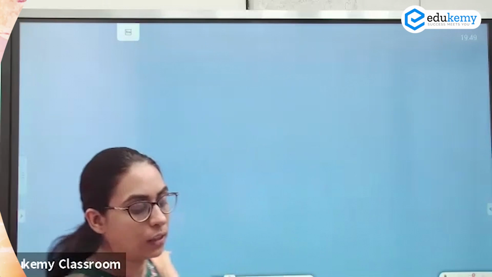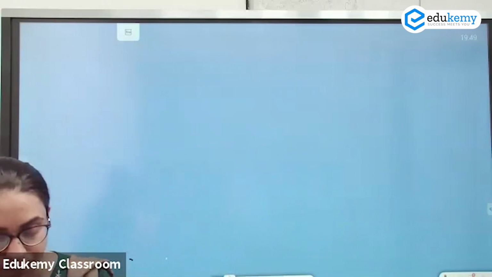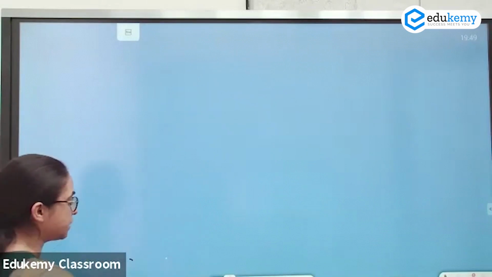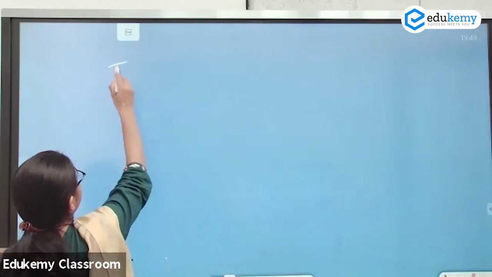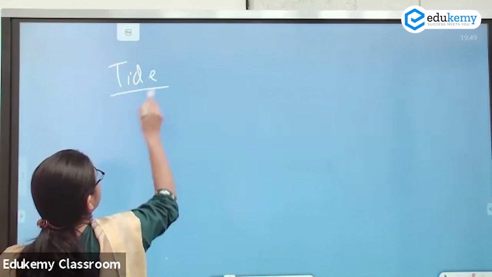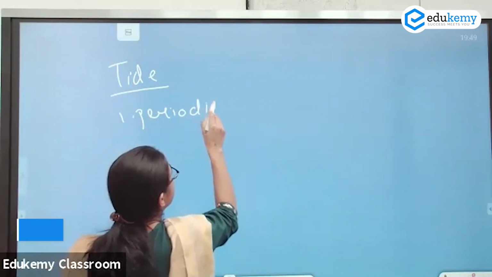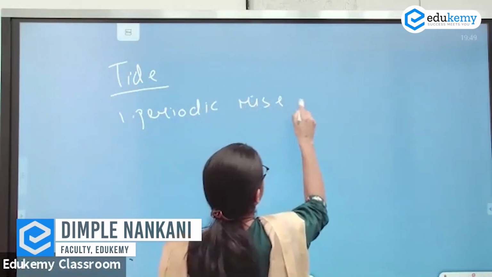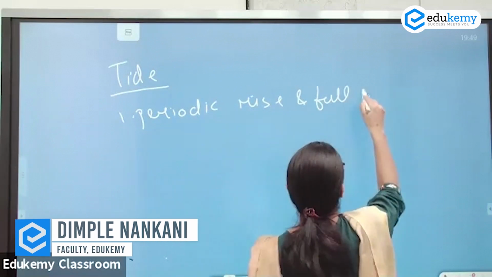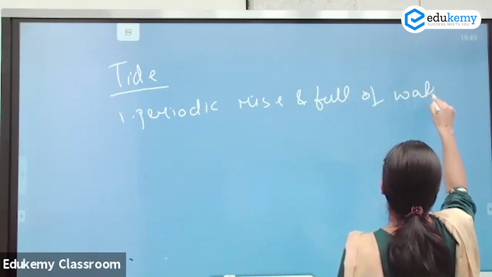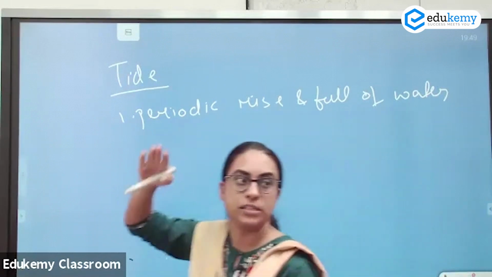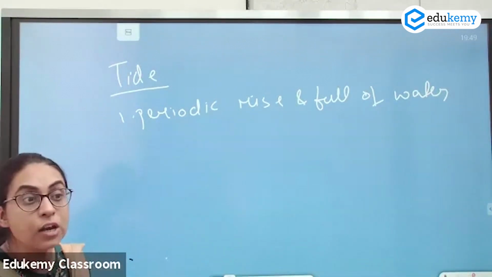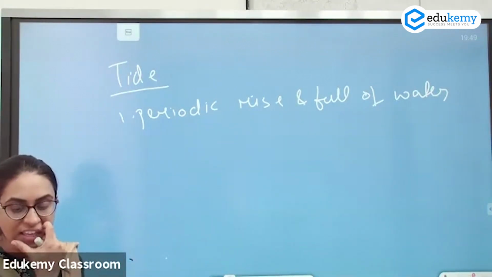I am dealing with the portion that is tide. What is the tide? Basically, tide is nothing but the periodic rise and fall of water. So the water rises and falls. That is, there is a vertical movement involved that you will call as the tide.